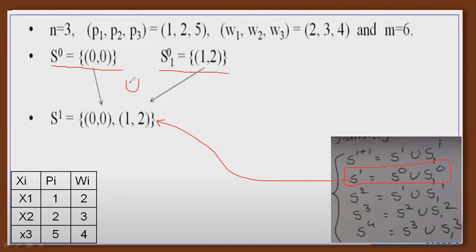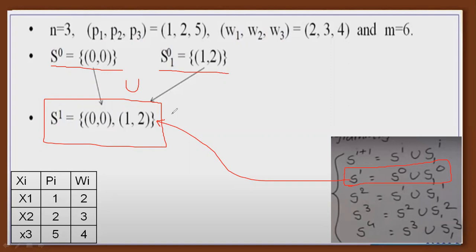If you apply union among those two values, you will get the value of our final pair of S^1. Now the final pair of S^1 is equal to (0,0), (1,2). So here the process is over.